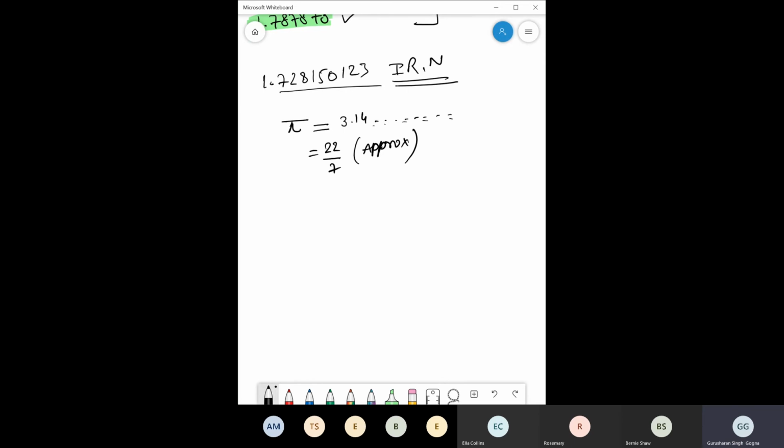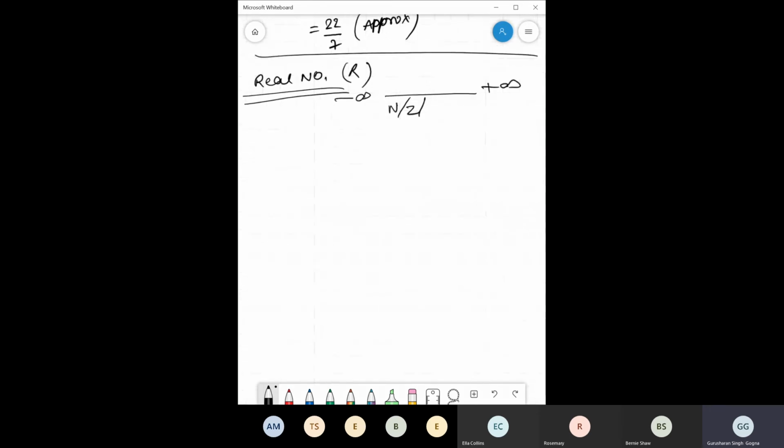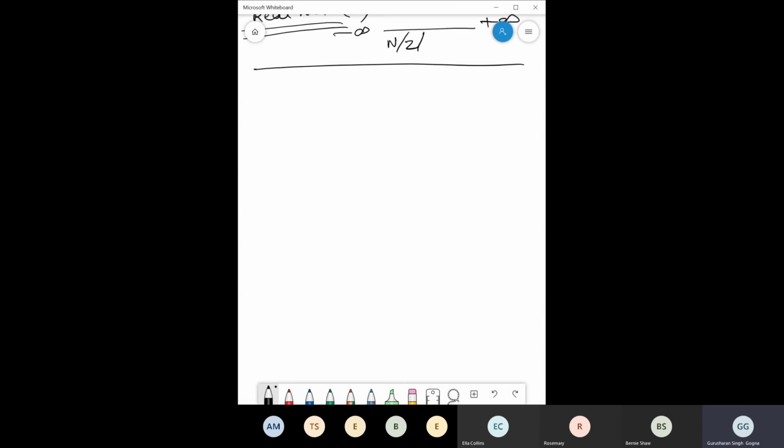Okay, now the next thing is pretty simple, real numbers. Real numbers are denoted by R, and this covers all numbers between -infinity and +infinity. Doesn't matter whether they are natural numbers, integers, irrational numbers or rational numbers, everything comes under real numbers. Okay, now that's all about the number system. Next thing which you need to study is, let's say, factors.